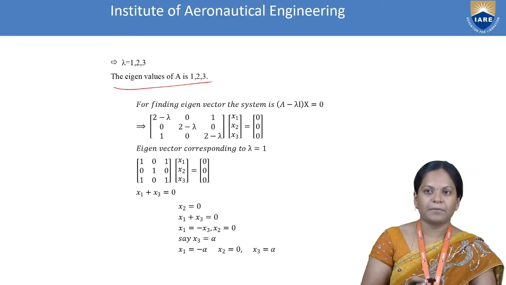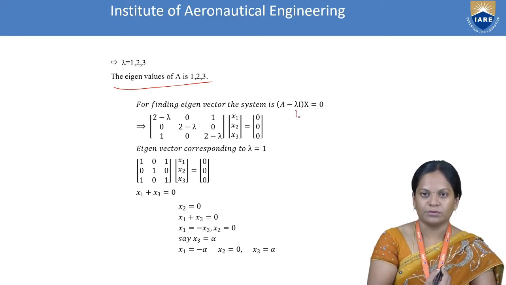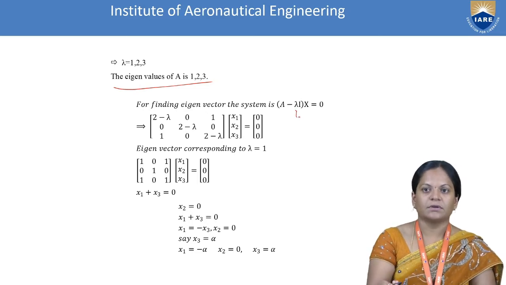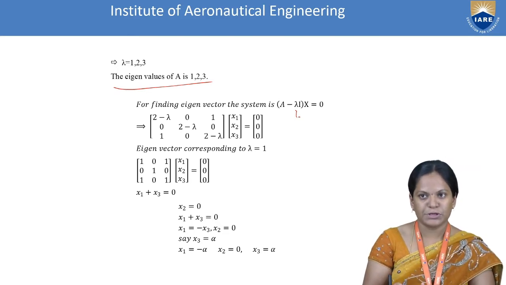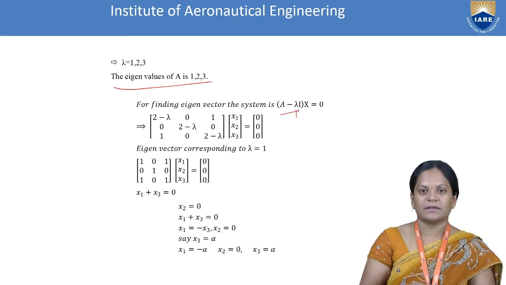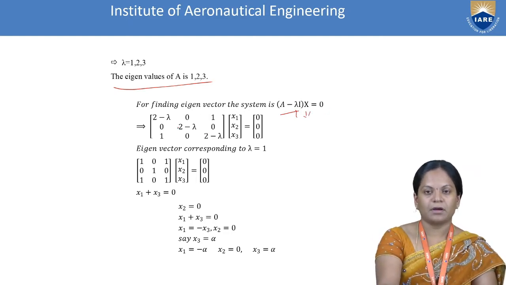First consider lambda equal to 1. In place of lambda, substitute 1. We know the eigenvalues, so corresponding to each lambda we get the corresponding eigenvector. For finding the eigenvector, we have to take the homogeneous system, which is of the form AX equal to 0. Here A is nothing but A minus lambda I, and X is the unknown vector we have to find, equal to 0. I am taking X as x1, x2, x3, equal to 0, 0, 0.